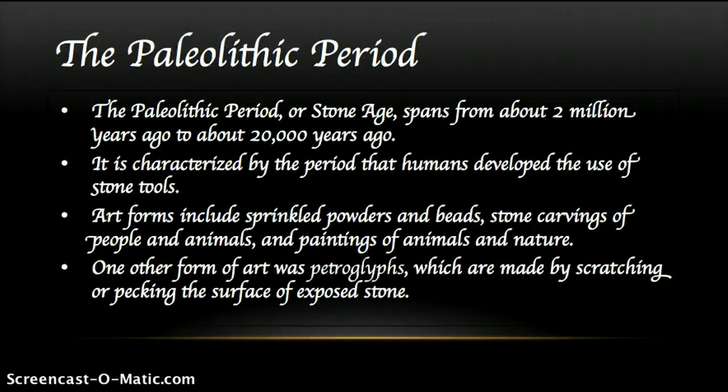Okay, let's begin. The Paleolithic period, or the Stone Age, spans from about 2 million years ago to about 20,000 years ago. It is characterized by the period that humans developed the use of stone tools. Art forms include sprinkled powders and beads, stone carvings of people and animals, and paintings of animals in nature. One other form of art was petroglyphs, which are made by scratching or pecking the surface of exposed stone.